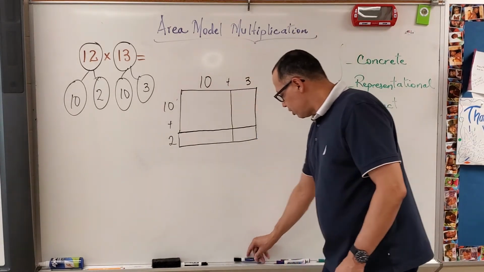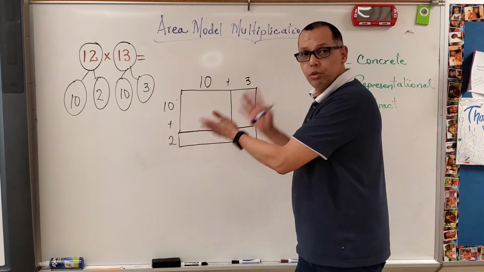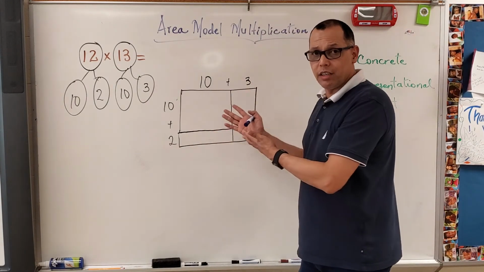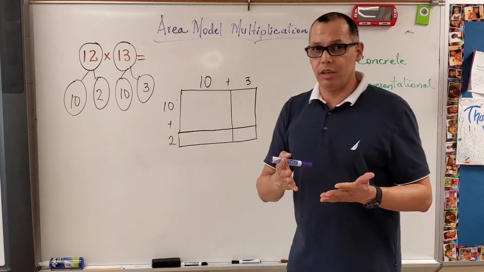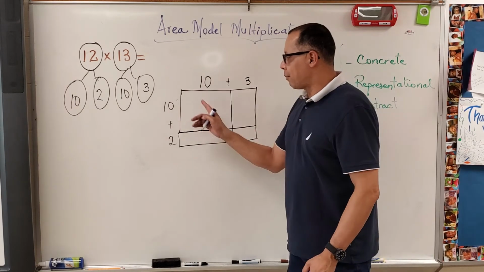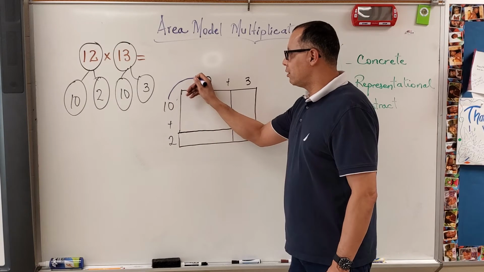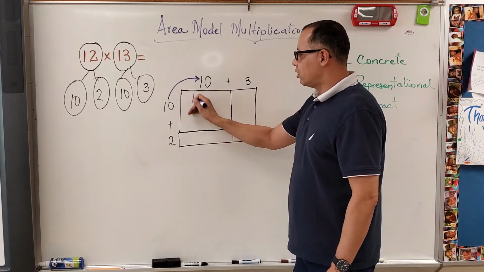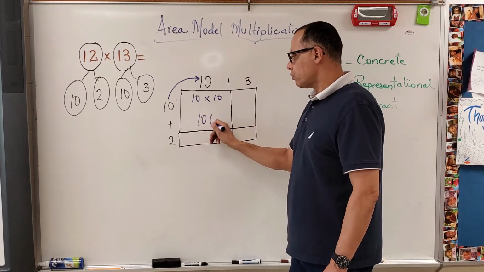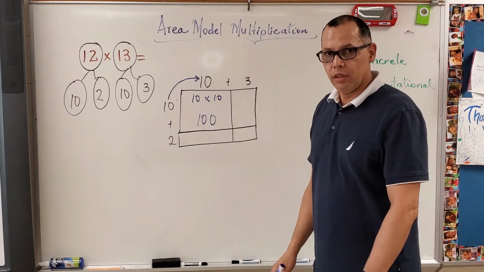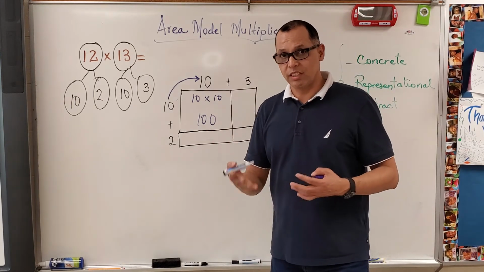Let's find the partial products. Do you see so far a similarity between this and what we just did with the manipulatives? It's kind of similar, right? Look at this. I'm going to find the first partial product. I will multiply 10 times 10. 10 times 10 equals 100. I got my first partial product. Do you remember this 100 from the previous one? The same, right?